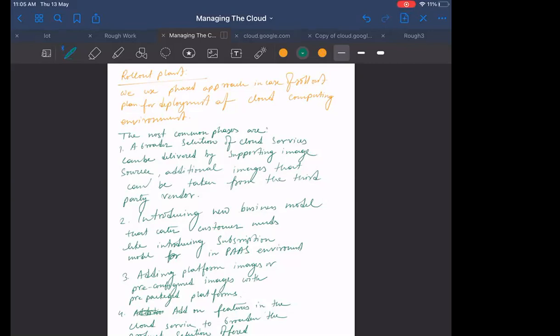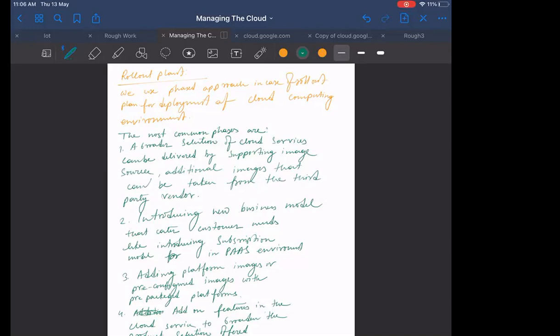Now, the most common phases are that a broader solution of cloud services can be delivered by supporting image source or additional images that can be taken from the third-party vendor. Image means what? That is a virtual machine image. So some of the images we are providing, and if we are not able to provide some, then we take them from the third-party vendor. Can you give an example of this kind of image source where some they provide and some they take from the third-party vendor?